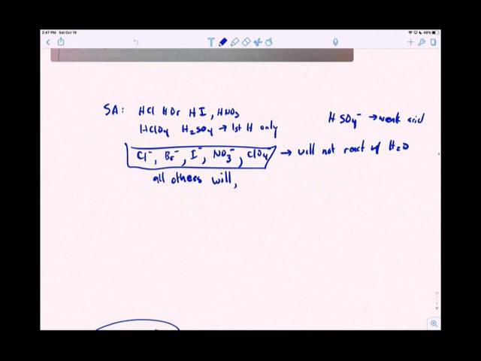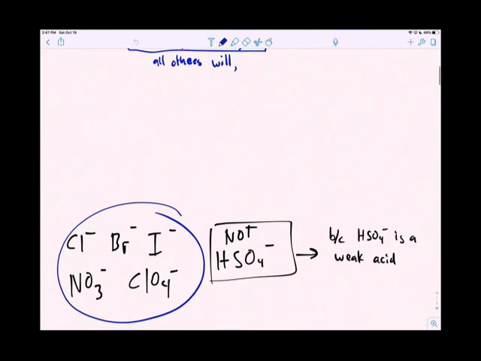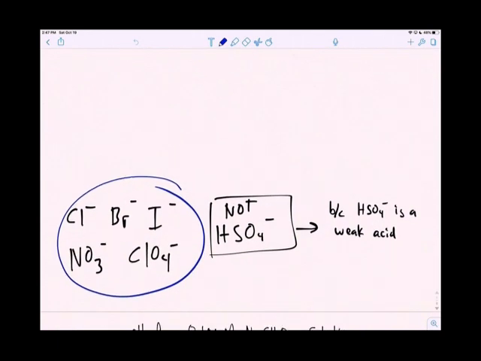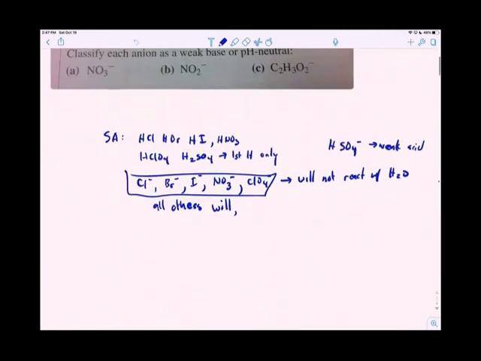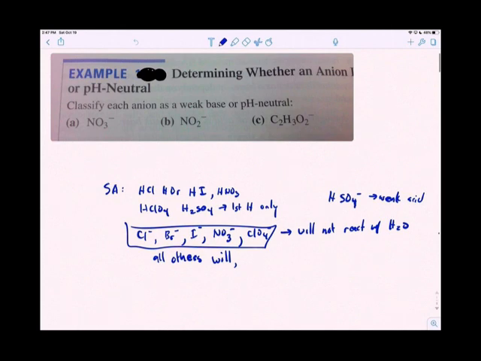All others will. And HSO4 minus is actually a weak acid, so keep that in mind. So the anions of the strong acids, with the exception of bisulfate from H2SO4, remember that these are the conjugate bases of the strong acids. These are all neutral with respect to water, but not HSO4 minus. So classify these as a weak base or pH neutral.